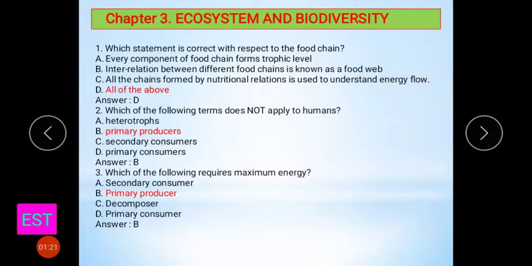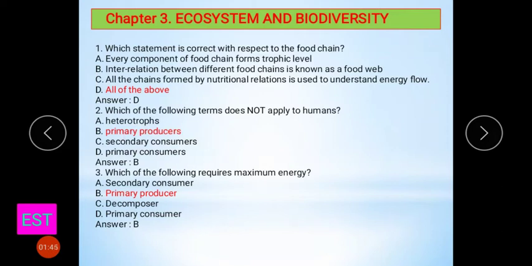Next question. Which of the following terms does not apply to humans? Humans are heterotrophs. Yes, it is correct. Secondary consumer, it is also correct. Primary consumer, it is also correct. Means it is related to human beings. Humans are not primary producers, means they do not produce their own food. That's why option B is the correct one.